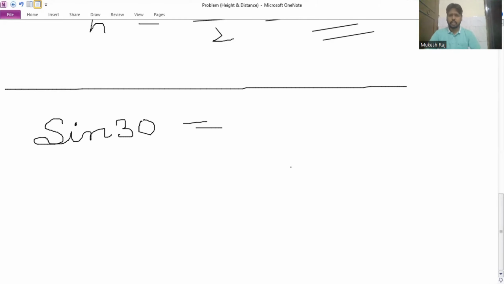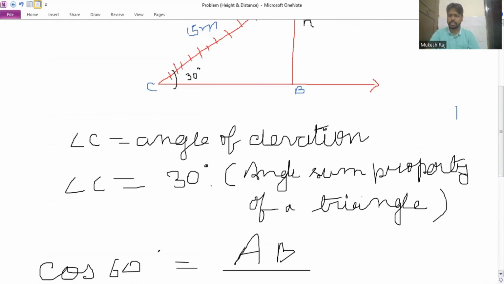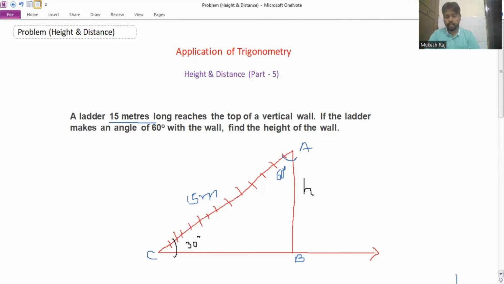So friends, that is all from my end for this session. Hope this has helped you to get the concepts clarified a bit more, and this will again help you to solve problems related to application of trigonometry in the height and distance section.